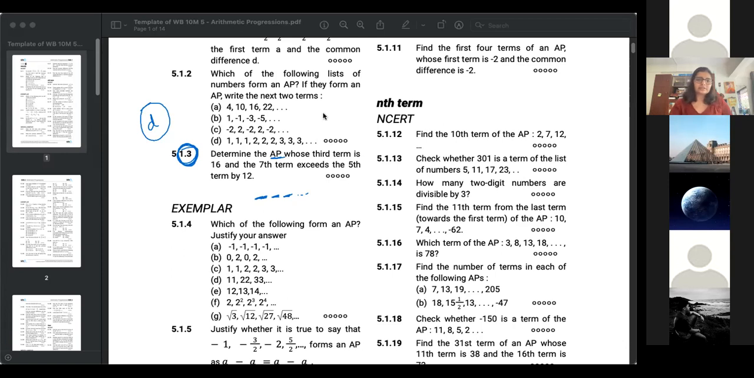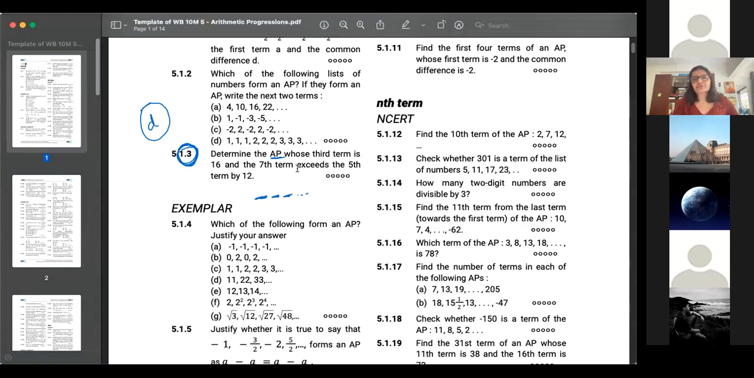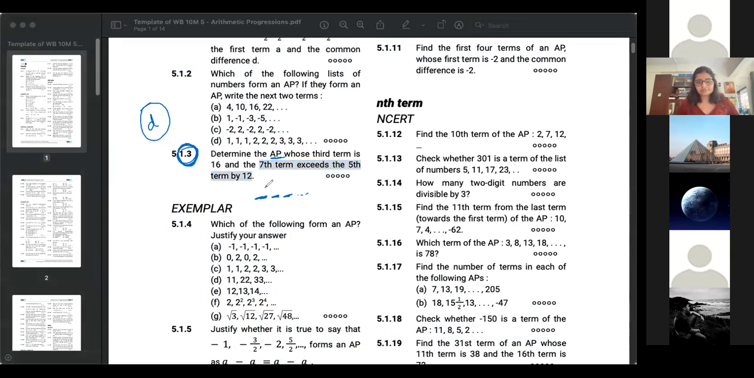Mansi, first understand the question, okay? Write down whatever is given. So the third term is 16, you've written that down. Next part, the 7th term exceeds the 5th term by 12. What does this mean? It means that the 7th term, A7, minus A5 is equal to 12. The difference is 12. So again put the formula. What is the formula of A7, what is the formula of A5, that will be equal to 12. Solve it.